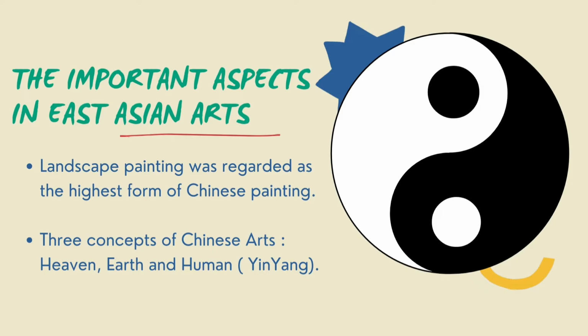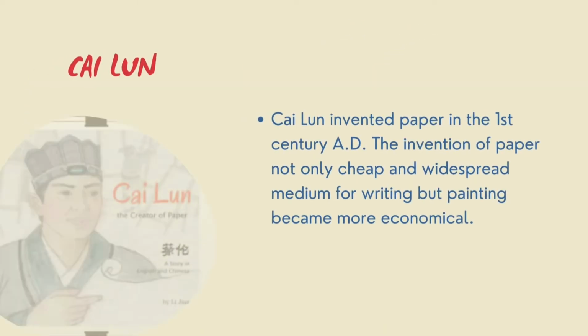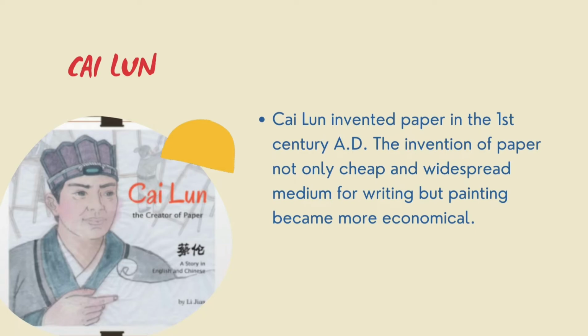So yin yang refers to a concept originating in Chinese philosophy, where opposite forces are seen as interconnected and counterbalancing. It is commonly represented by the yin yang symbol, a circle made up of black and white swirls. Now, silk was often used as the medium for paint before, but it was quite expensive.